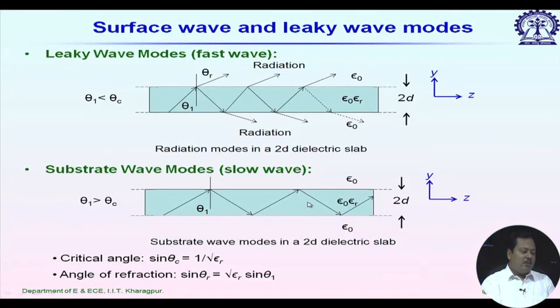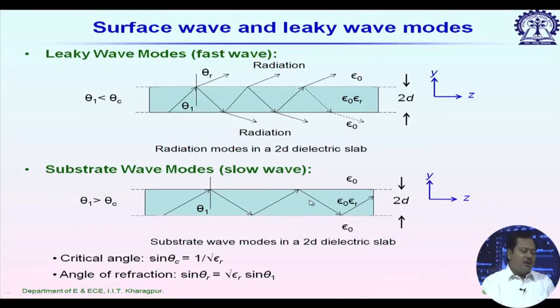it can be shown Vp is less than c. That means it is a slow wave scenario, and we do not have any significant radiation from this structure. So, in this case the electromagnetic wave propagates through the dielectric slab, but what is the problem then?